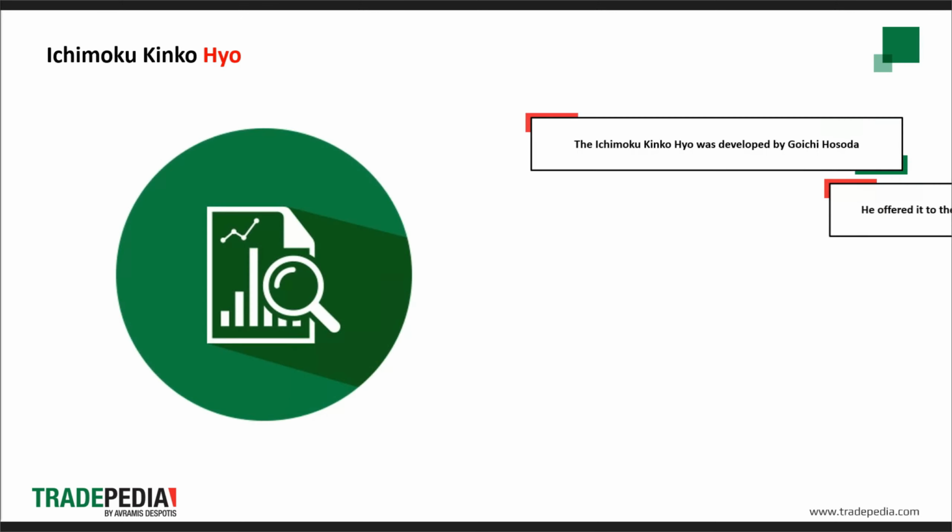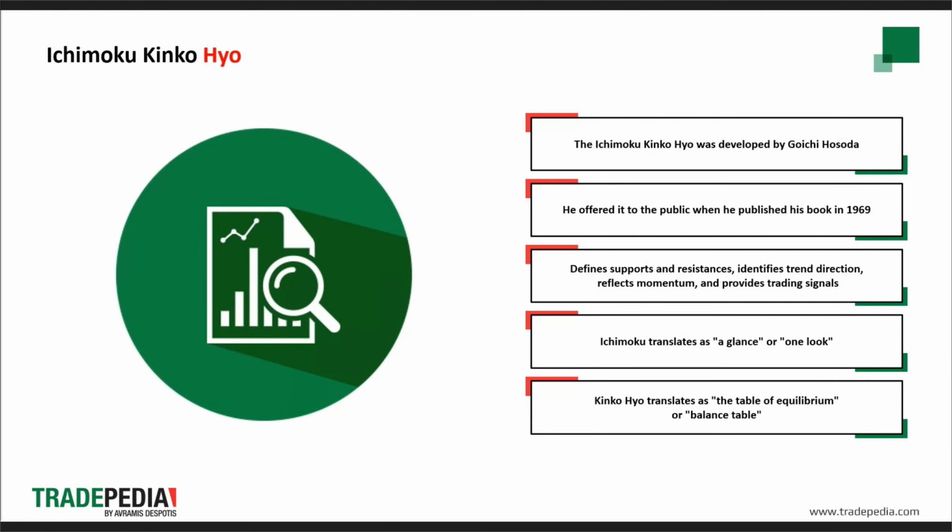So here we go. This is just a background of the Ichimoku cloud. The Ichimoku Kinko Hyo, which we now shorten to Ichimoku cloud, was named that by the Japanese man who invented it, Goichi Hosada. He offered it to the public when he published his book in 1969, and it defines supports and resistances, identifies trend directions, reflects momentum, and provides trading signals. All these can be used with the Ichimoku cloud.